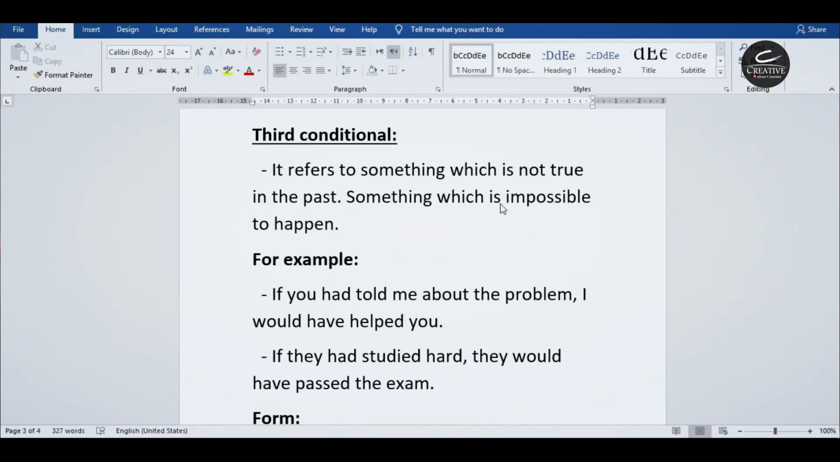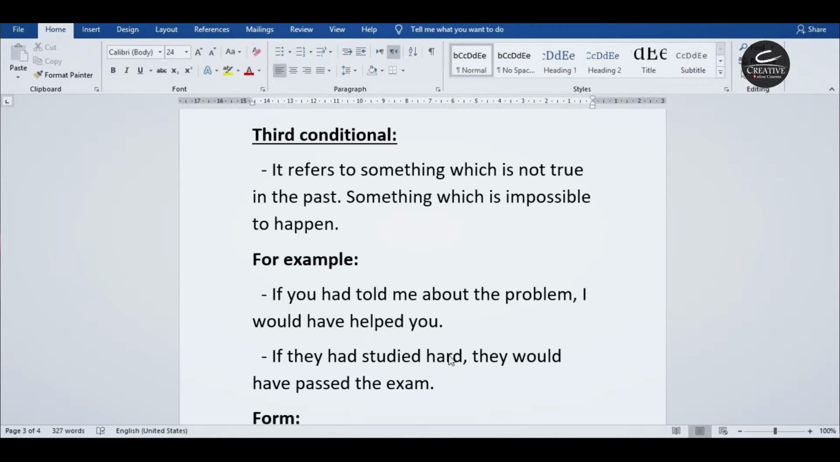So let's move to the third conditional. We use it if we want to refer to something which is not true, or something which is impossible to happen but in the past. The difference from the second conditional, where we said something impossible to happen in the present or in the future, is that with the third conditional it is impossible to happen in the past. For example, if you had told me about the problem, I would have helped you. So all the situation ended and was over in the past.